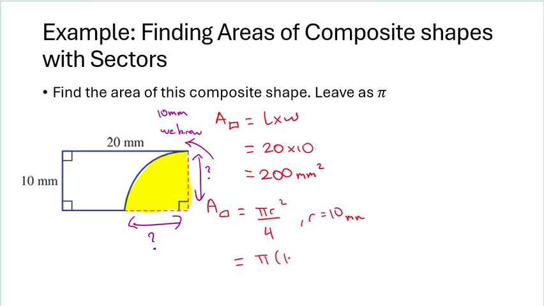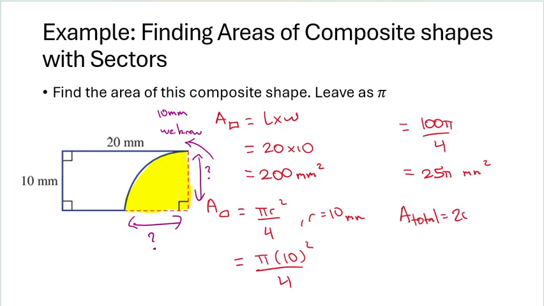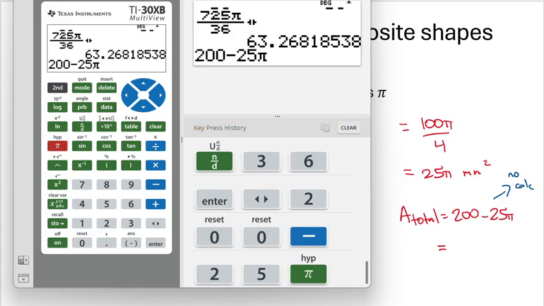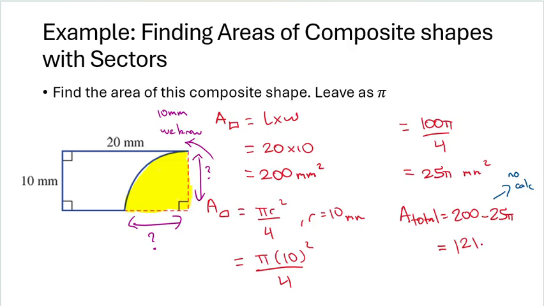Then comes pi 10 squared over 4. This actually becomes 100 pi over 4. And if you simplify this, it becomes 25 pi. Now, if you were to write this towards the end, that means the total is 200 minus 25 pi. No calculator, this would be your answer. But if we are given a calculator, you would do 200 minus 25 pi and you just find it out. So 121.46 millimeters squared.